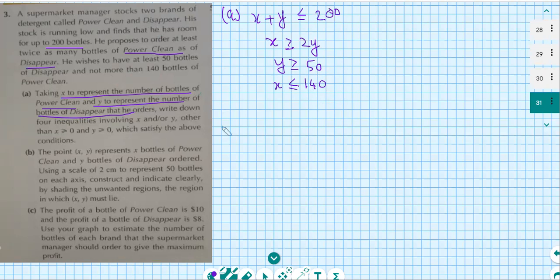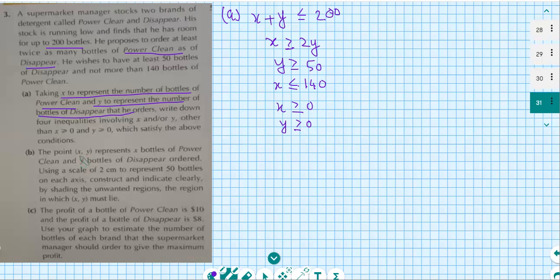So these are the inequalities other than X is greater than 0 and Y is greater than 0. So I'm writing the others as well. X is greater than or equal to 0, and Y is also greater than or equal to 0. So one, 2, 3, 4, 5, 6 inequalities here.